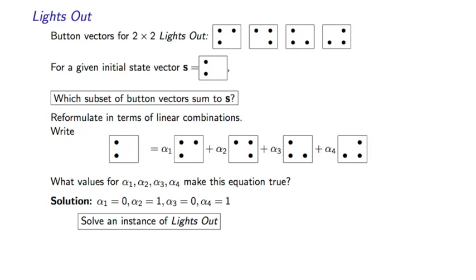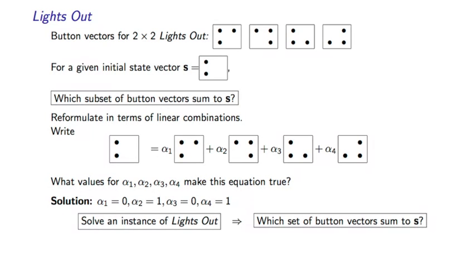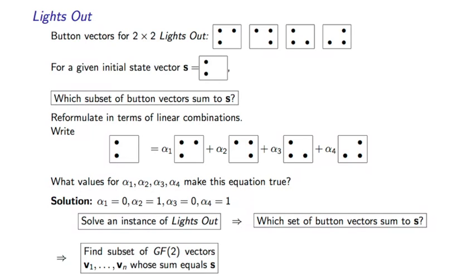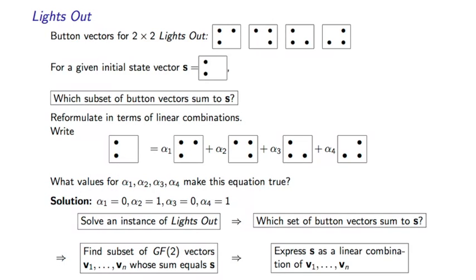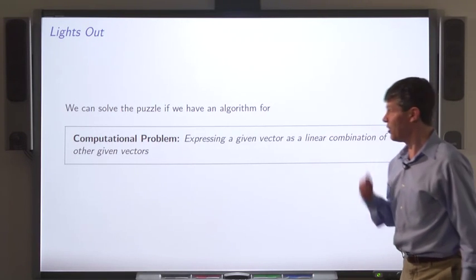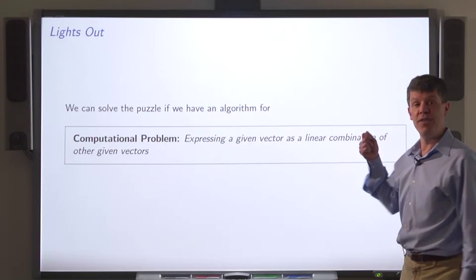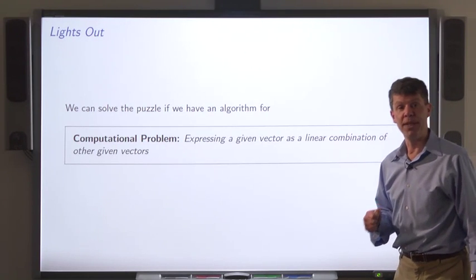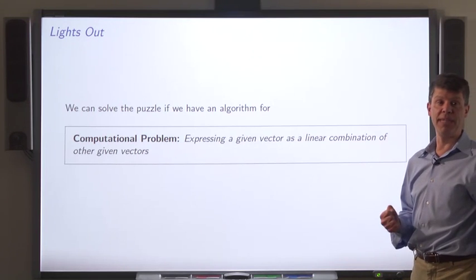We know that solving an instance of Lights Out can be transformed into the question of which set of button vectors add up to the target state S. A more general version of that is, given vectors v1 through vn, which subset of those vectors sums to a vector S? And we see that this question can be reformulated as the question of how to express S as a linear combination of v1 through vn. So we can solve that puzzle if we have an algorithm for the following computational problem, expressing a given vector as a linear combination of other vectors.